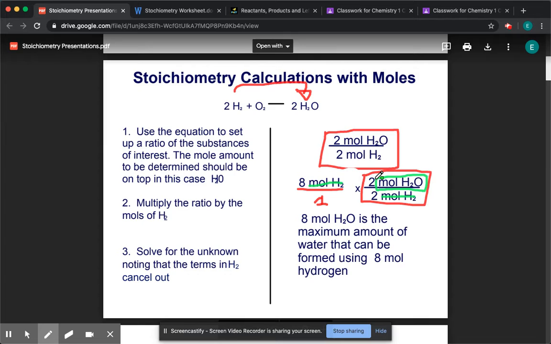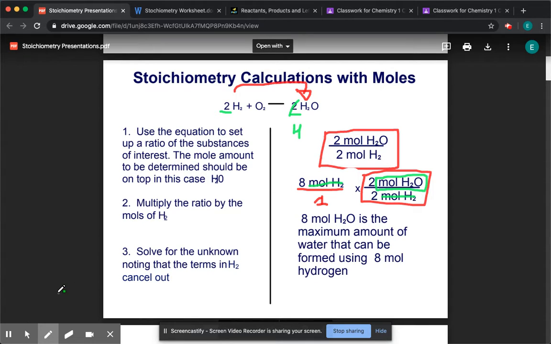In this case, it doesn't matter that much because they both have a 2 in front of them. The number is the same. But let's say this wasn't a 2 and this was instead a 4. Then where you put them matters, because you're either going to get 2, because 4 divided by 2 is 2, or you're going to get a half, 2 divided by 4. So you can get the wrong number if you mess that up.